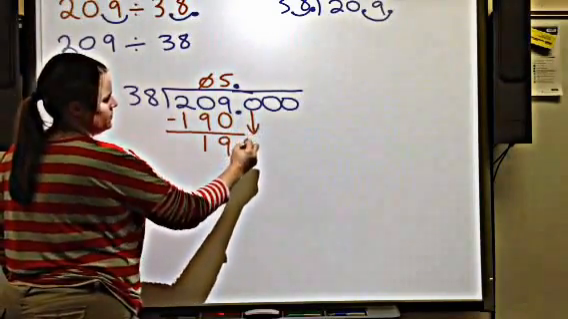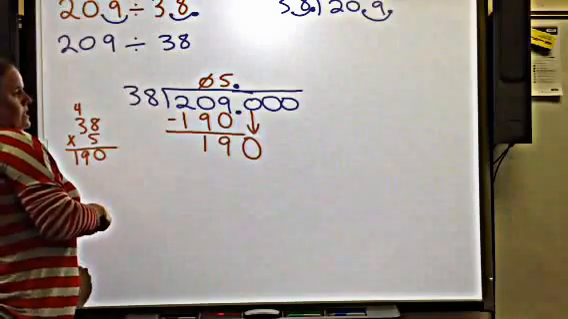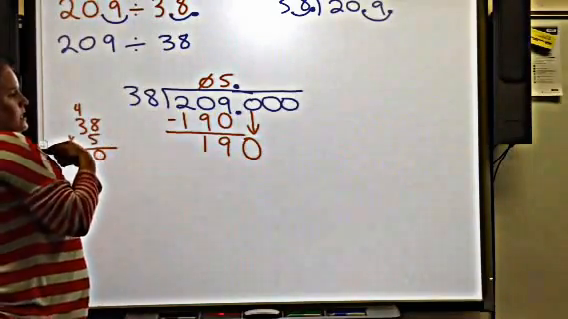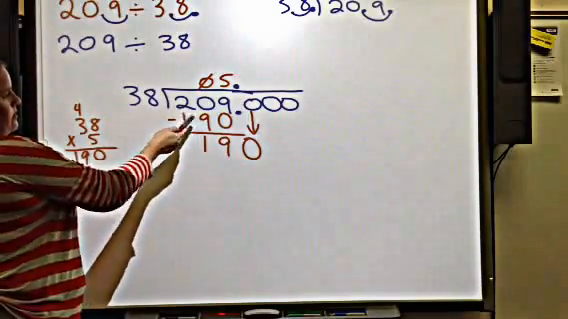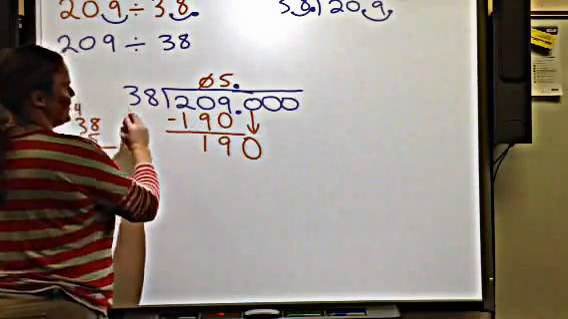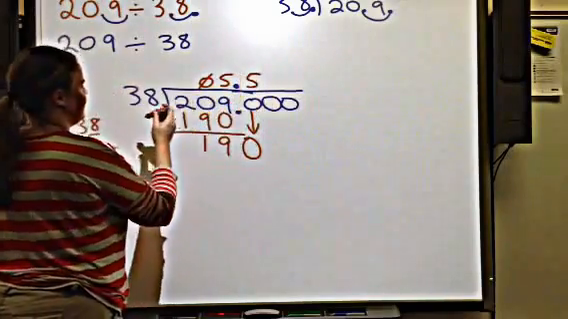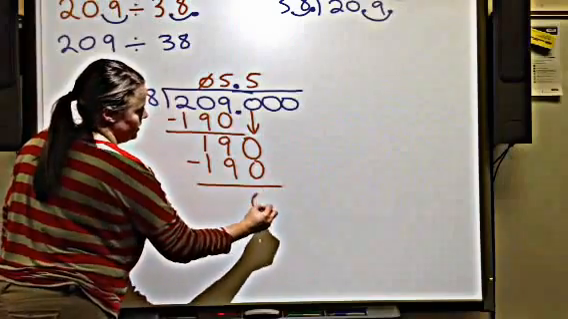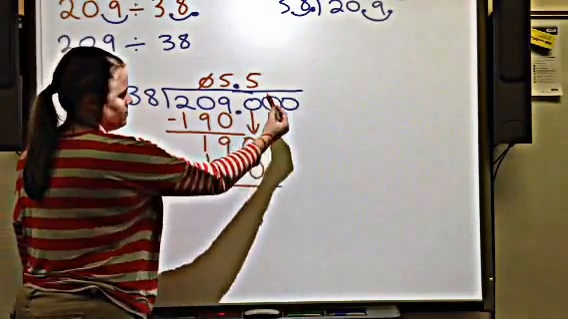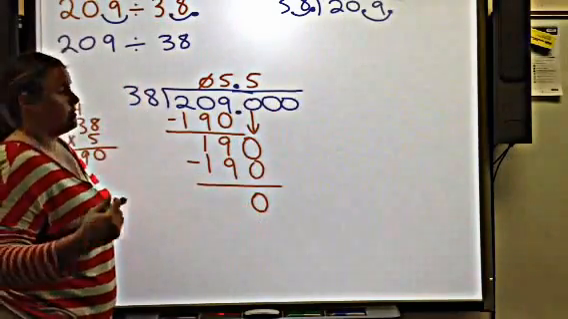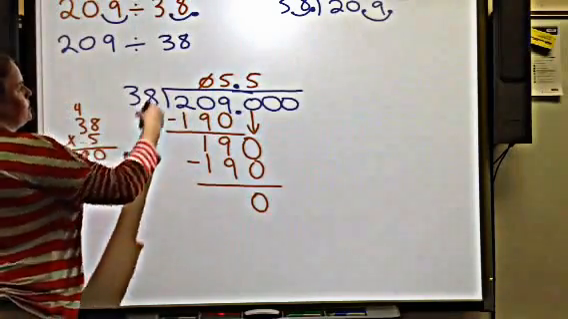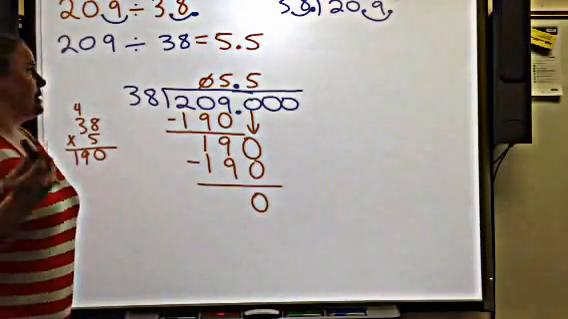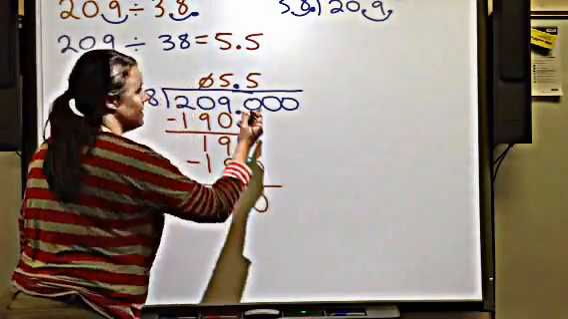Bring down my zero. 190 divided by 38. Again, using my estimation skills, I'm rounding 38 to 40. And I know that, oh, look at that, it goes in there 5 times. So 38 goes into 190 5 times. And that is the same value as what we just did, and that equals zero. So I don't need any more zeros because I've already got nothing as a remainder. So my final answer is 5 and 5 tenths. But I need to check my work to make sure I did my math correctly.